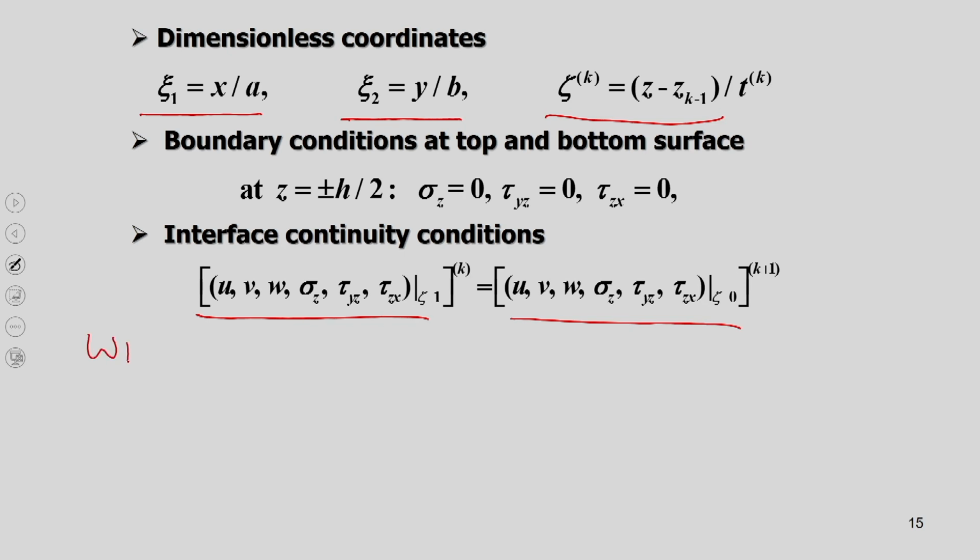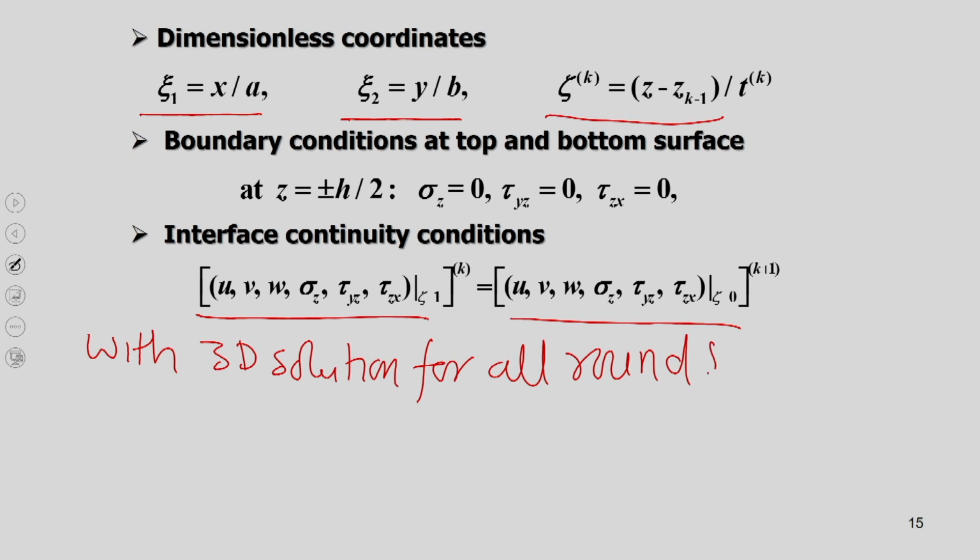So, with this, the 3D solutions for all round simply supported plate is over.